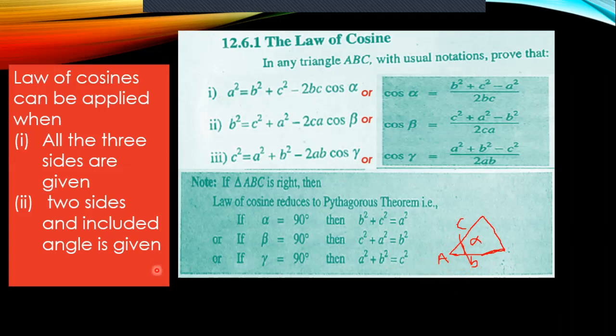If you want to apply this, if all the three sides are not given, then at least you need to have two sides with one included angle. If B and C are given, then obviously you need alpha along with them. If A and C are given, then you need beta with them. And if A and B are given, then you need gamma along with them.